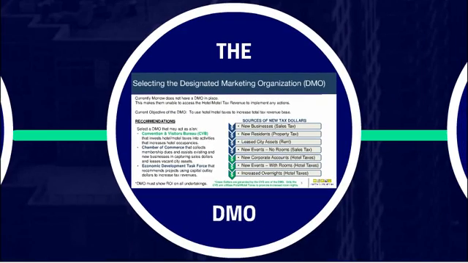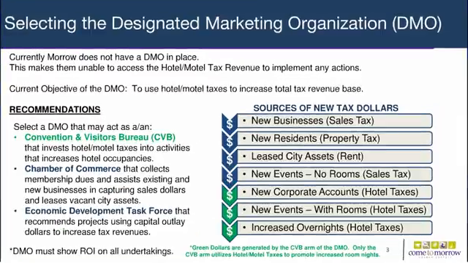But first, a DMO must be selected. By law, the city must appoint a not-for-profit designated marketing organization, or DMO, that would be able to access the hotel-motel taxes and through their services invest these dollars into efforts that generate economic impact as previously explained.